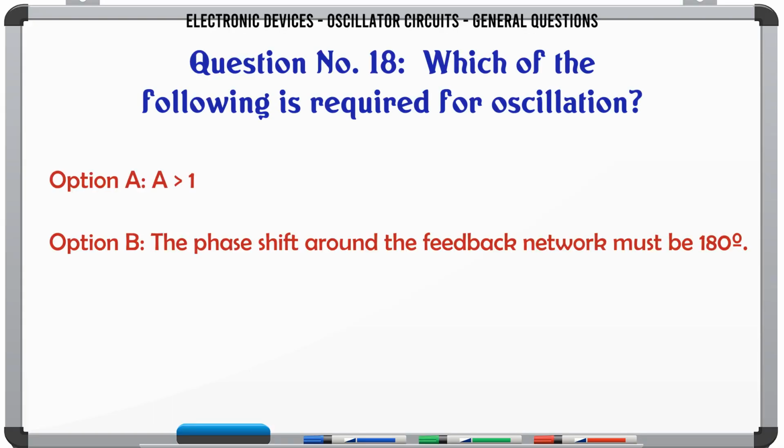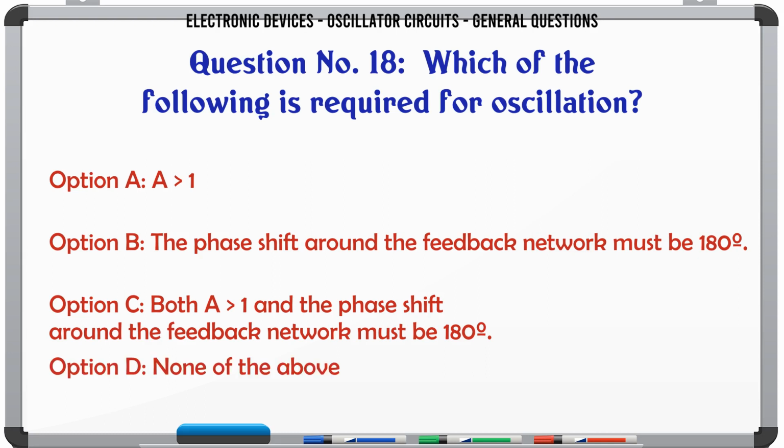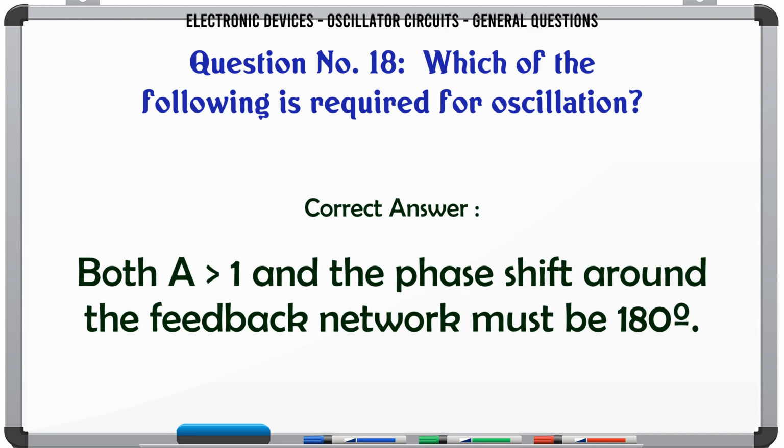Which of the following is required for oscillation? A: Aβ = 1. B: the phase shift around the feedback network must be 180. C: both Aβ = 1 and the phase shift around the feedback network must be 180. D: none of the above. The correct answer is both Aβ = 1 and the phase shift around the feedback network must be 180.